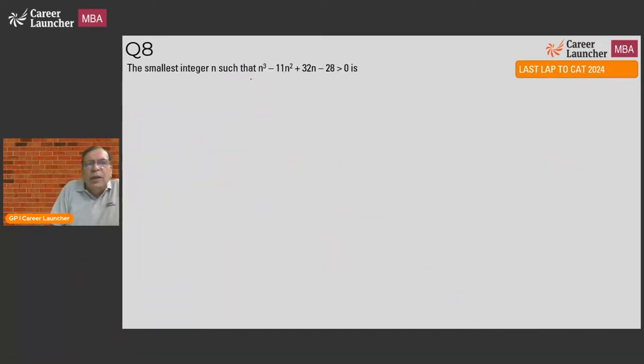Question 8. The smallest integer n such that n cube minus 11 square... Round 2, without even thinking. Why? Because it's a cubic, and I will typically do a hit and trial for it, which means I'll put different values of n and check. For example, I can clearly say n equal to 0 will not satisfy, n equal to 1, 2, 3, 4. I'll start checking, and since I have the calculator if required, I'll use it, though I don't think it will be required because n equal to 1, 2, 3, 4, 5, and I'll do some hit and trial and try to get the answer. So this is time consuming, I'll do it in round 2.